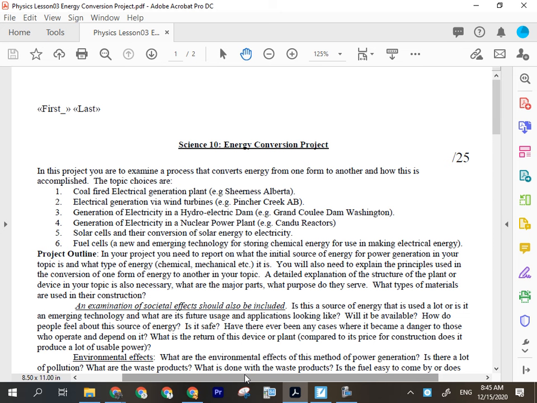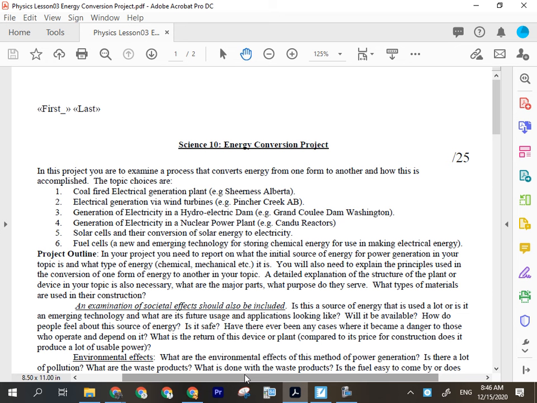Or use of solar cells and their conversion of solar energy to electricity. Obviously, we have the big solar enclave in Drake Landing here that you could use as an example as well, looking at the advantages and disadvantages of solar and how well that works. And then fuel cells, which are a new and emerging technology for storing chemical energy for use in making electrical energy. Most of those are hydrogen fuel cells, which you could also look at if you were interested in that. So you've got a few different choices for which conversions of energy you want to research.